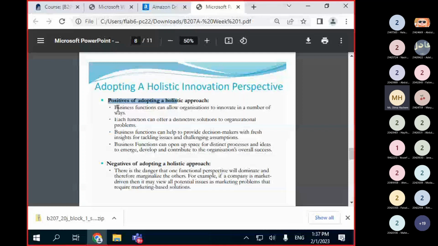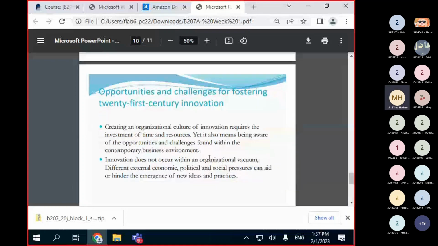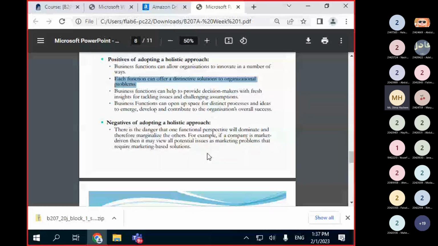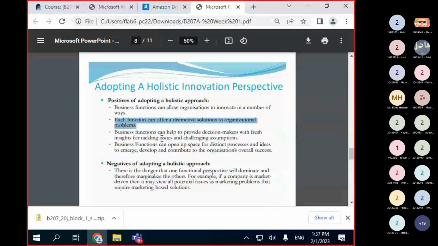Business functions can allow organizations to innovate in a number of ways. Each function can offer a distinctive solution to organizational problems. Business functions can help to provide decision makers with fresh insights for tackling issues and challenging assumptions. So here, all of these points are basically telling you it's very good to have innovation in our business functions, because business functions will help companies innovate.